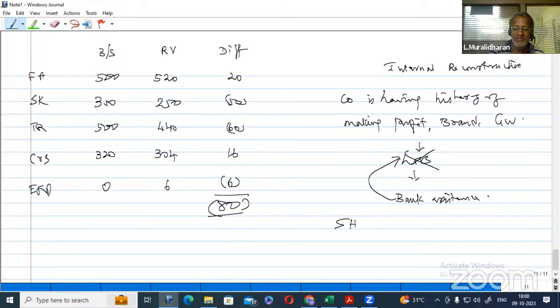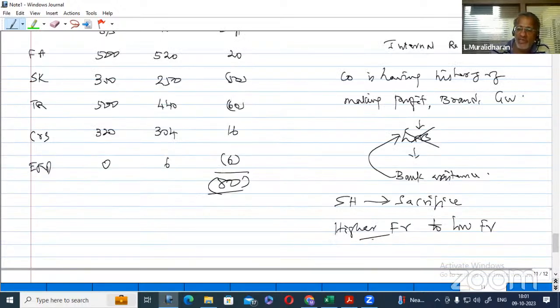Unless shareholders sacrifice. Unless they sacrifice, you will not be in a position to turn the business around. So, sacrifice would mean that from a higher face value, I want to have a lower face value. Are you understanding? So, when you are going from higher face value to lower face value, that sort of reorganization is what we normally consider as internal reconstruction. That is what you are considering as internal reconstruction.